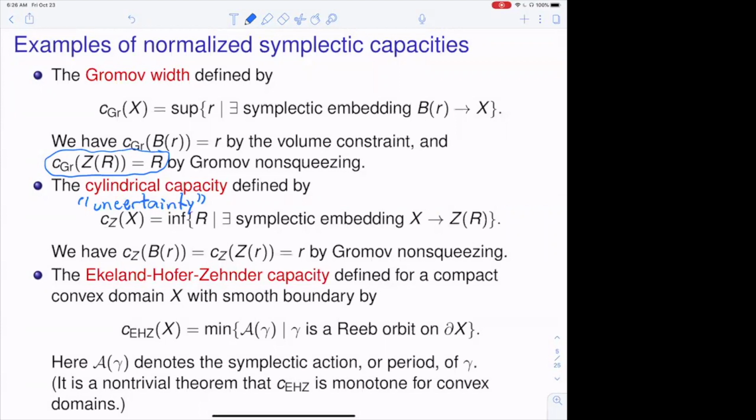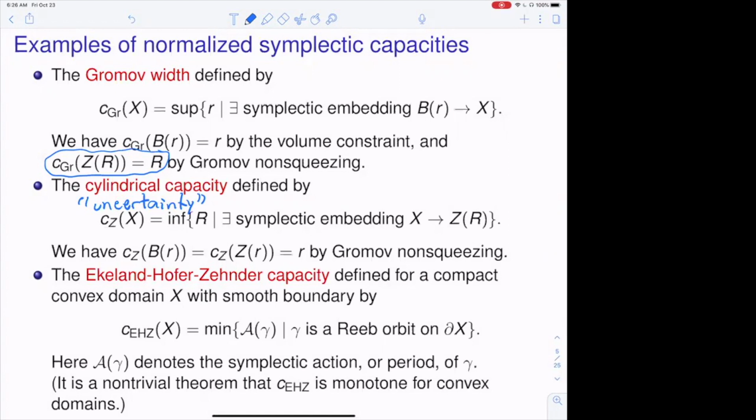It's not at all obvious that this, as defined, is a symplectic capacity, because it's not clear that it's monotone. If I can symplectically embed one convex domain into another, why should the minimum action of a Reeb orbit of one of them be related to the minimum action of a Reeb orbit for the other? So that is known to be true by comparing this with some other definitions of the capacity. And it's only true for convex domains. I could make the same definition for star-shaped domains, but it wouldn't be a capacity anymore.